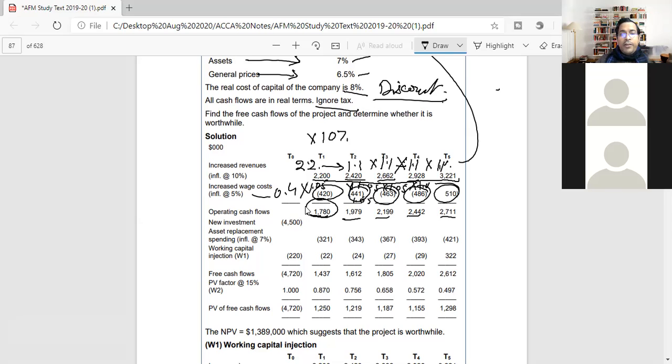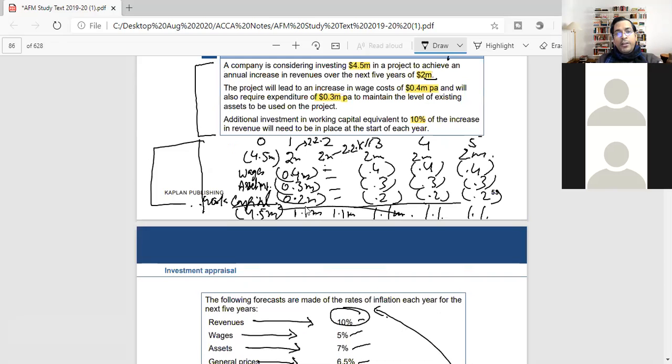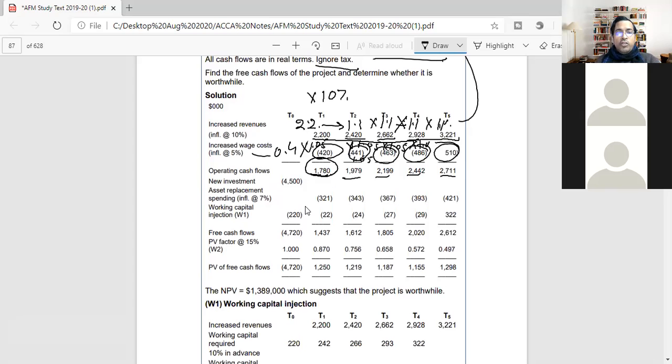So 1.17 so far. New investment, I think we had already factored here 4.5 million at the year 0. So see, new investment already here at year 0. That's already done. Asset replacement spending 7%. And don't forget that first you need to make the asset replacement spending.